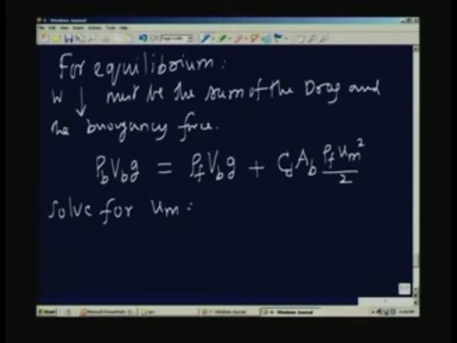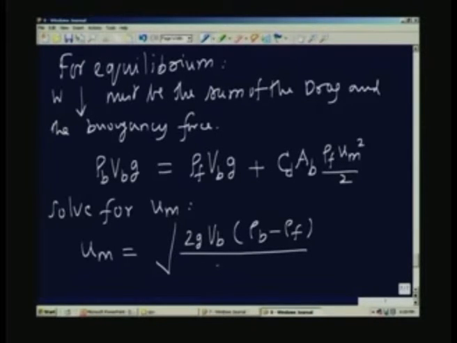You can solve for UM, and you can rearrange like this. So UM equal to this minus this, and then you appropriately divide, and UM squared is here, therefore I am going to get a square root. So this will be 2G, VB is common to both these two cases, multiplied by rho B minus rho F divided by rho F CD AB. So the value of the velocity UM is equal to this.